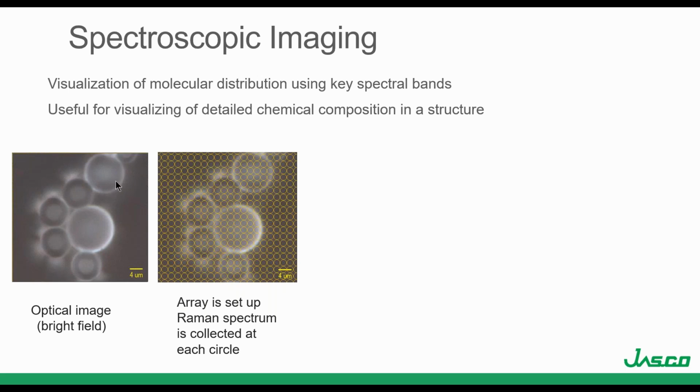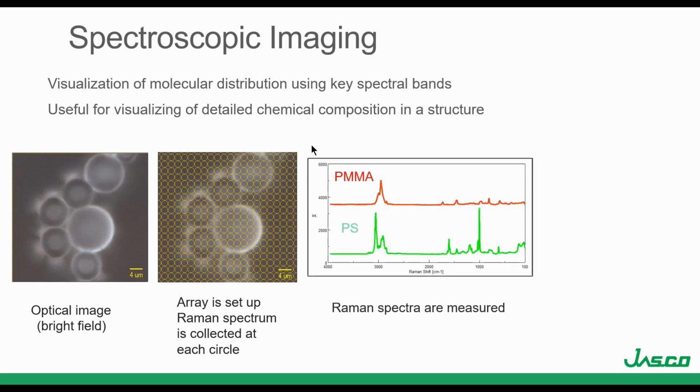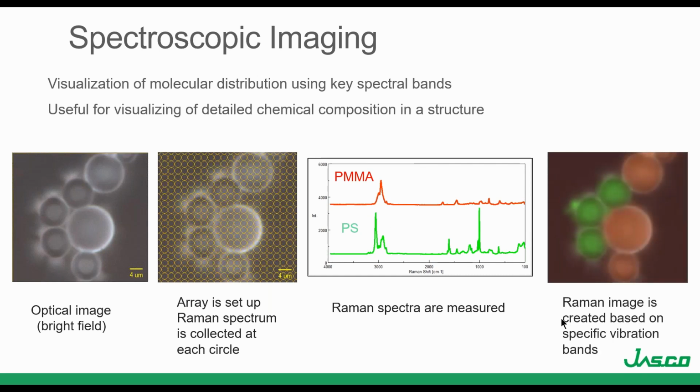The sample that you are looking at here is microspheres of polymers, and here there are two different polymers. Then when we took the Raman spectra, we found out that the two polymers are PMMA and polystyrene, and then the Raman image is created based on the specific vibration bands of the spectrum that we measure. This is the typical procedure to create a Raman image, what we call standard or slow speed.